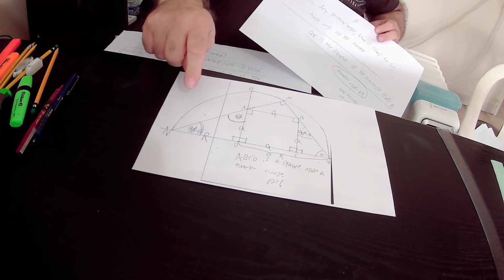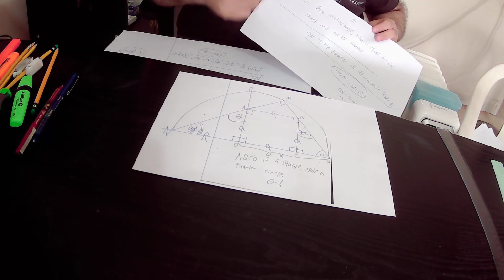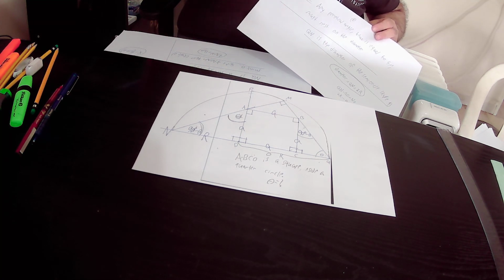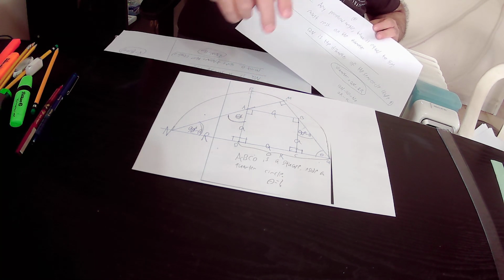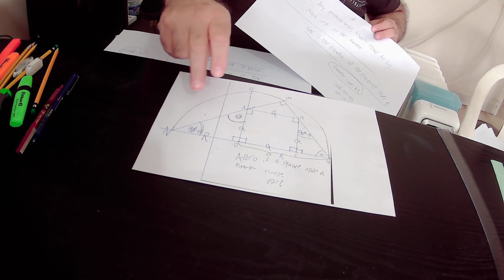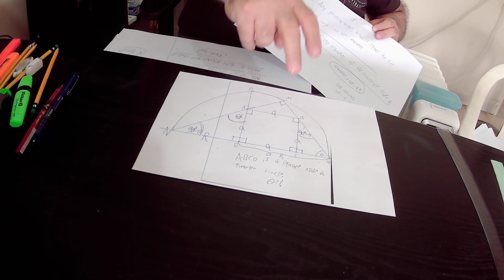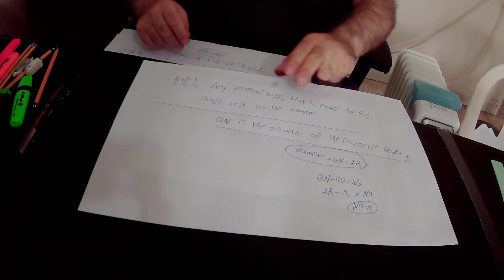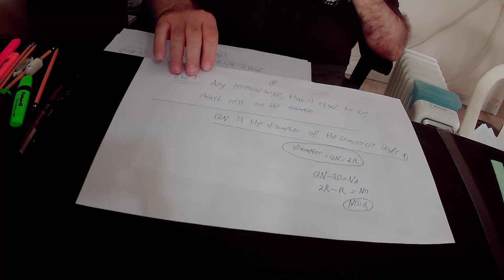And this peripheral angle NMQ rests on NQ. That is to say, we conclude from it that NQ is the diameter, because this angle that is a right angle must rest on the diameter. And it rests on NQ, therefore NQ is the diameter of the semicircle. So according to rule number 1, NQ is the diameter of the semicircle. Okay?